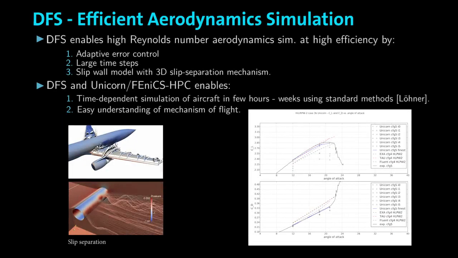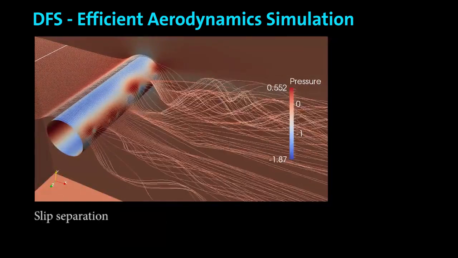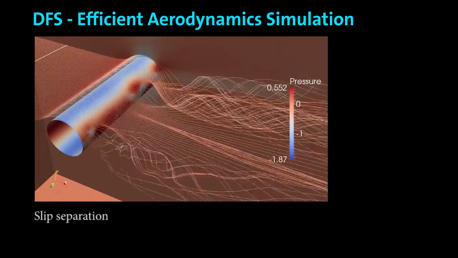In this module, you will understand the mechanism of flight and analyze performance of DFS and Unicorn Phoenix. The DFS methodology and Unicorn Phoenix software enables high Reynolds number aerodynamic simulation at high efficiency by adaptive error control, large time steps, and a slip wall model with 3D slip separation mechanism.